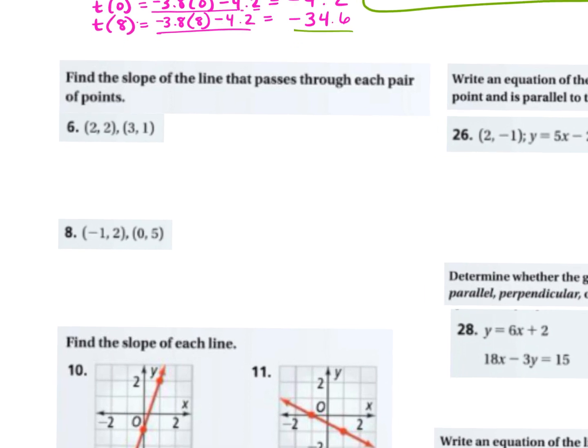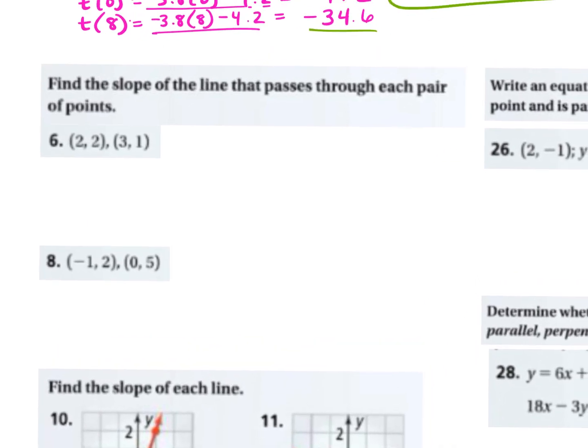All right, so that, I believe, is all the chapter 4 stuff. Now here's the chapter 5 stuff. This should be very familiar because you just did this stuff and you did pretty well with it. So this says find the slope of the line that passes through each pair of points.